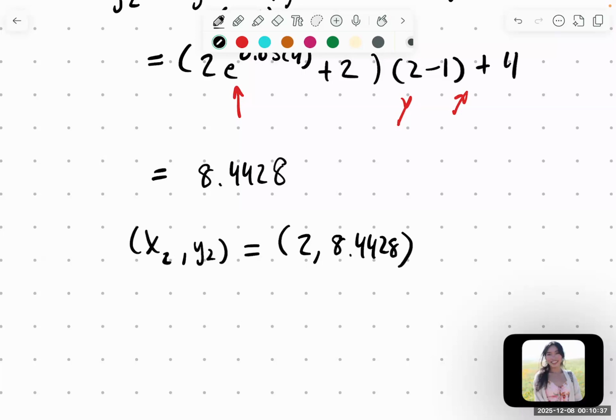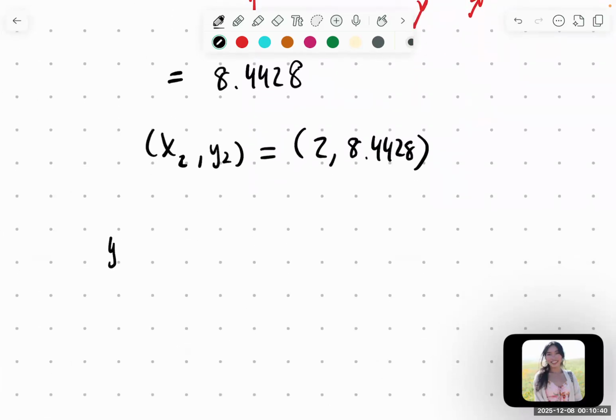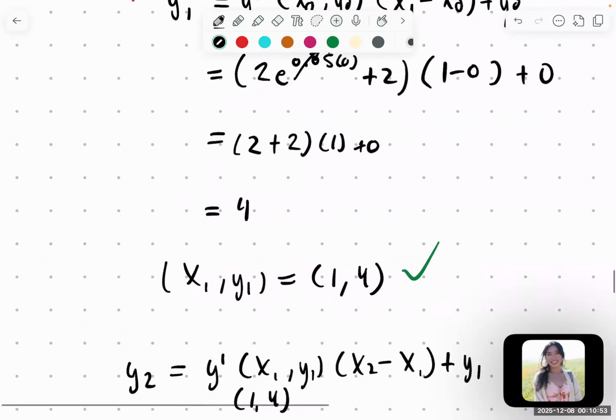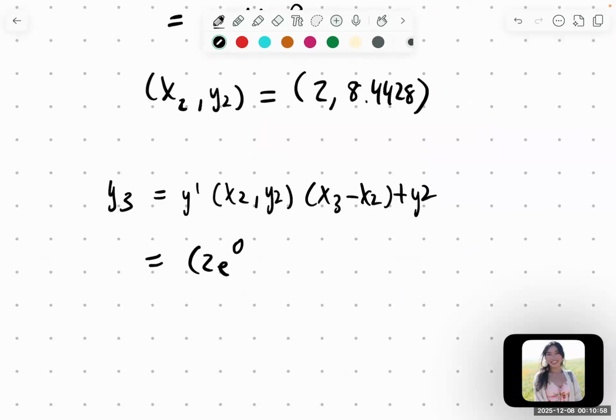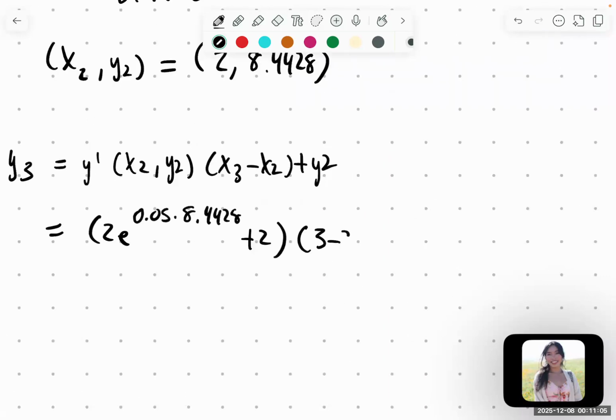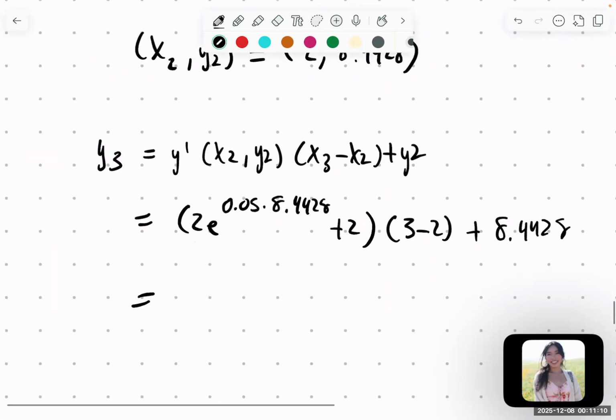And then we're just going to do the last one, which is y3 equals y prime of x2, y2, times x3 minus x2, plus y2, which is 2e to the 0.05 times 8.4428 plus 2, times 3 minus 2, plus 8.4428.